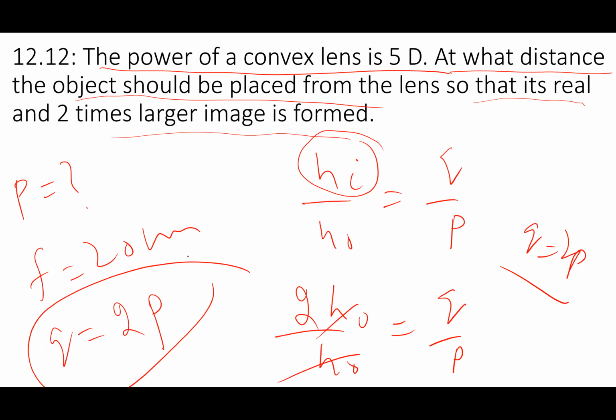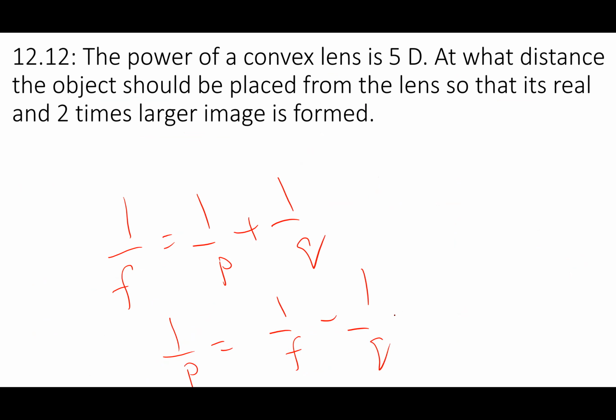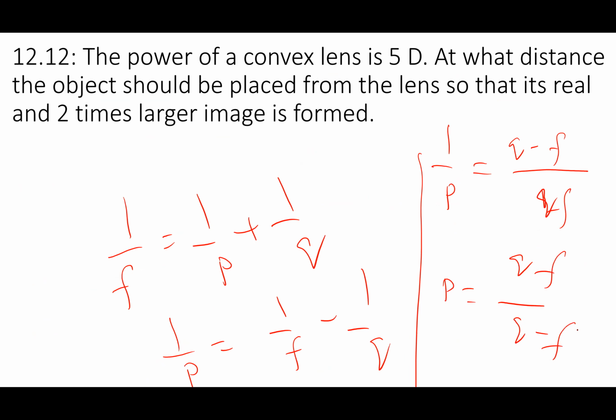Now, using the formula 1 by f is equal to 1 by p plus 1 by q, you can find the image distance, object distance. 1 by p is equal to 1 by f minus 1 by q. Take the LCM, qf. Here we will write q minus f. So p is equal to qf divided by q minus f. You will get the answer, 30 centimeter.